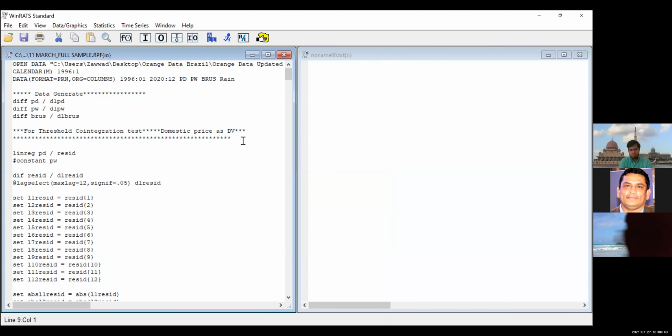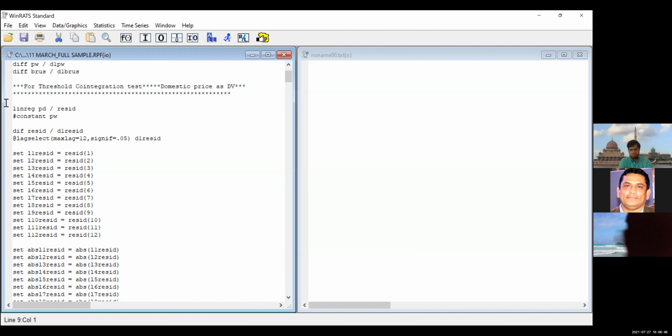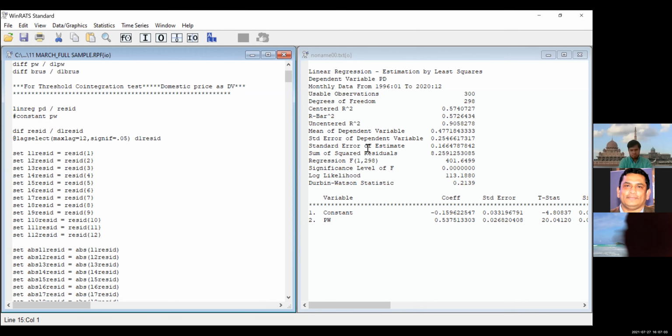And then, okay, we start testing the TAR and MTAR. So first of all, I run the OLS, simple OLS. You see that the PD is the endogenous variable, and then constant and the PW are the exogenous, the right hand side variables. So I run this model. You see that. So this is the very simple equation.